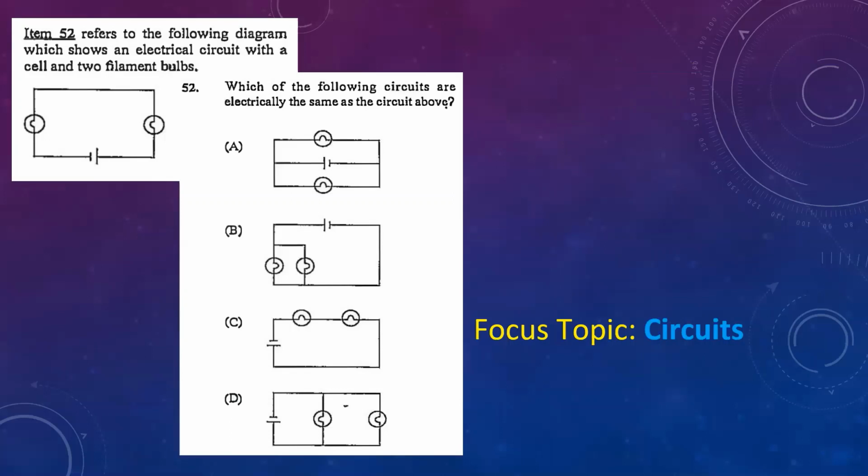All right, item 52. We have an electric circuit that has a cell and two filament bulbs. Now, if you look at the circuit, you realize that there is just one path for the current to flow, which means that it's a series circuit. So we just look for the option that has the two bulbs in series with each other, and that's option C. Okay.